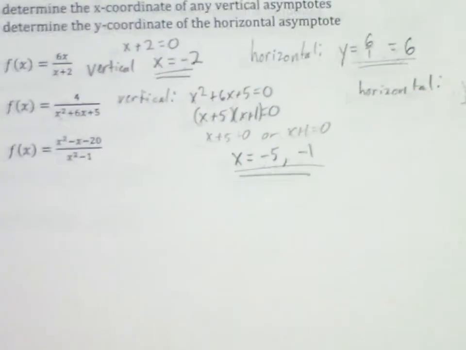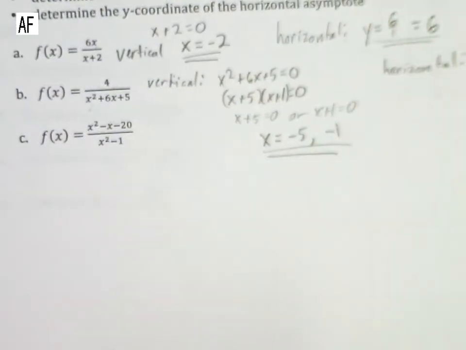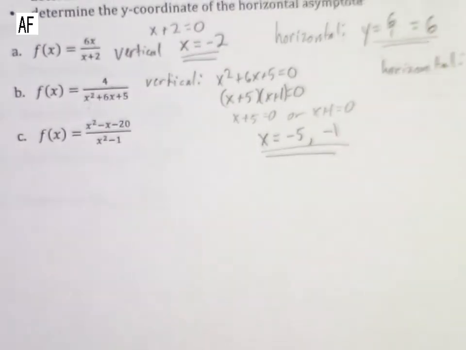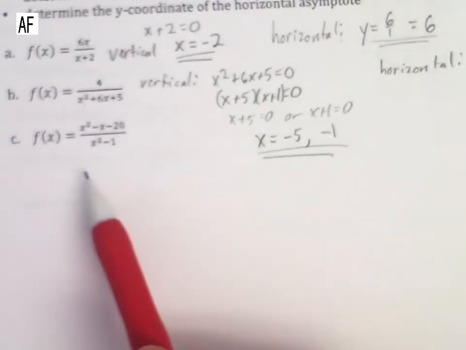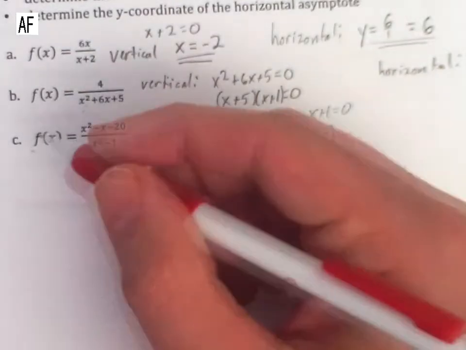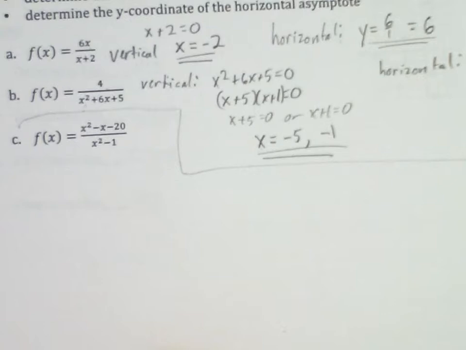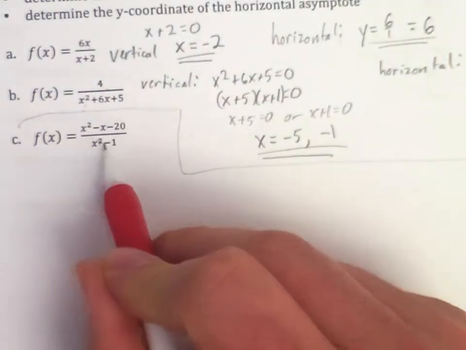Moving on to part C. See if I can get that refocused. Again, we have a rational expression. We want to start with, this is why I use engineering paper to make things neat instead of writing it on your notes. We want to work with this expression.